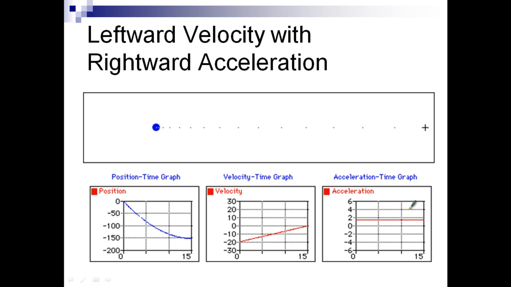Leftward velocity with rightward acceleration. See if you can figure out what's going on here. Actually, same exact thing that I had before, a couple slides ago. Leftward velocity means your position is decreasing because you're going to the left. Your velocity is increasing because you're accelerating positively. That's why your acceleration line is positive.